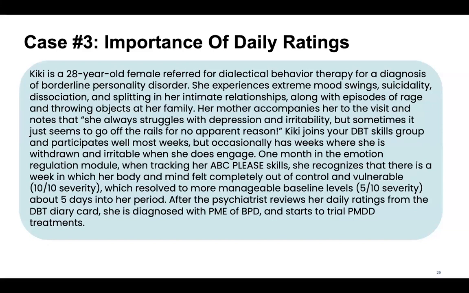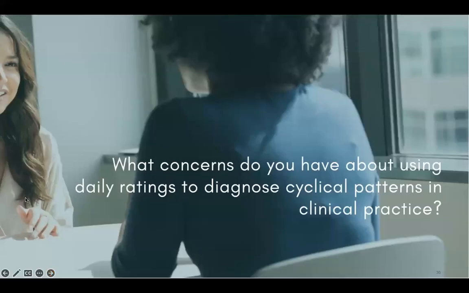After her psychiatrist reviews her daily ratings from the DBT diary card, she is diagnosed with premenstrual exacerbation, PME, of borderline personality disorder. And she starts to trial PMDD treatments to treat this premenstrual exacerbation. So feel free to write in the chat again here: what concerns do you have about using daily ratings to diagnose cyclical patterns in clinical practice?